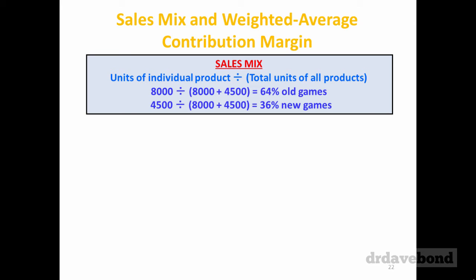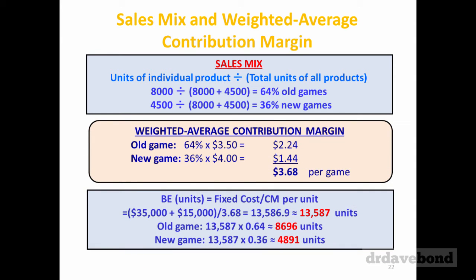So the weighted average contribution margin of each one is 64% of $3.50, which gives you, I think it's about $2.24, I should say. So the weighted contribution margin is $2.24. The weighted contribution margin over here is $1.44. Add those together, and we end up with $3.68. And now you have a contribution margin. It's weighted across a couple of units. It's assumed that that sales mix will actually happen. So you've got an extra thing you need to figure out. But apart from that, you now have a contribution margin.